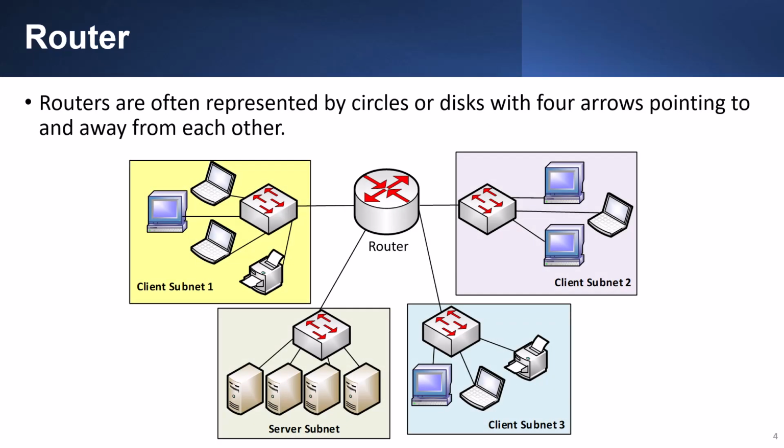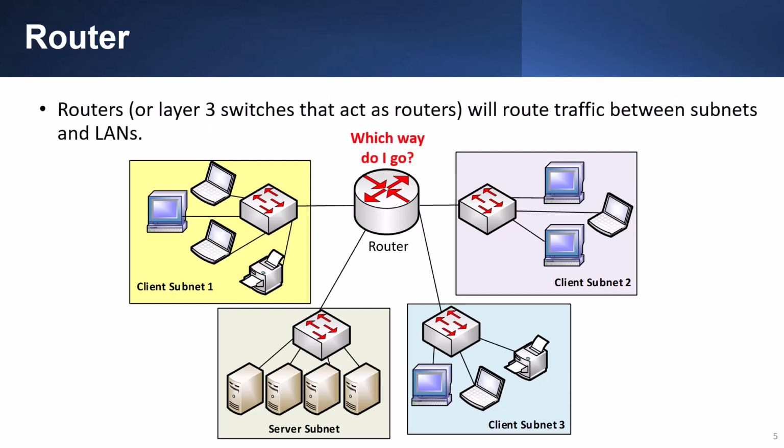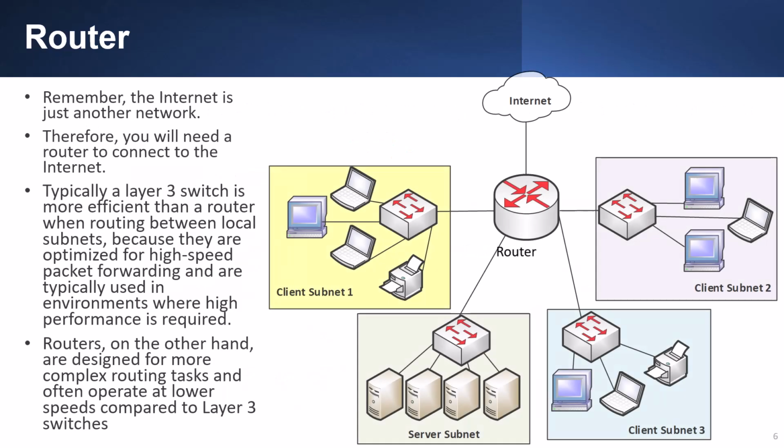Routers are often represented by circles or disks with 4 arrows pointing to and away from each other. Routers, or layer 3 switches that act as routers, will route traffic between subnets and LANs. Remember, the internet is just another network. Therefore, you'll need a router to connect to the internet.